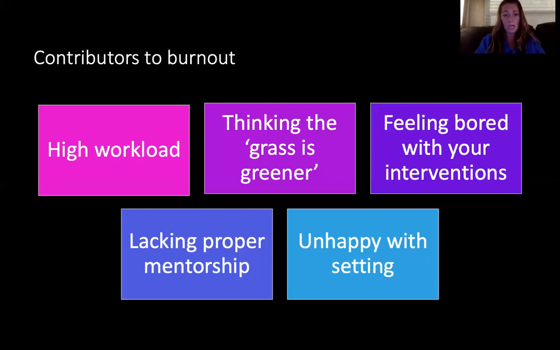Number 4, lacking proper mentorship. In fieldwork experiences and in the first year as a practitioner, there could be times where we may feel as if we're thrown to the wolves. This may especially be true if there is conflict with your clinical educator or if there's not an occupational therapist on site, which is possible.